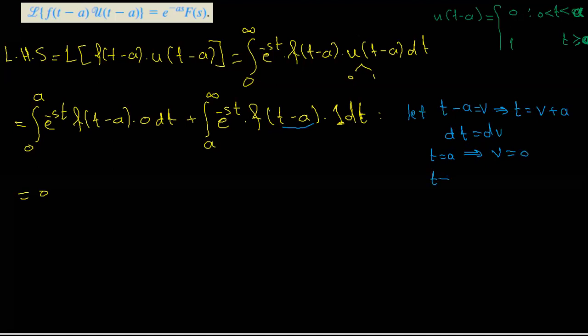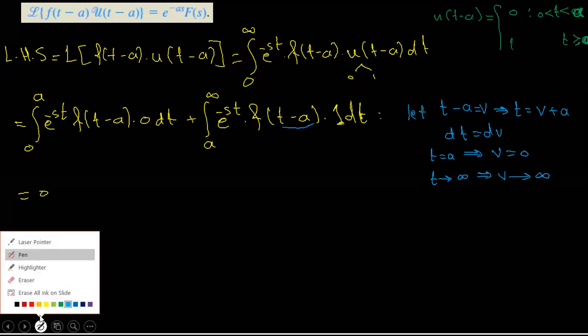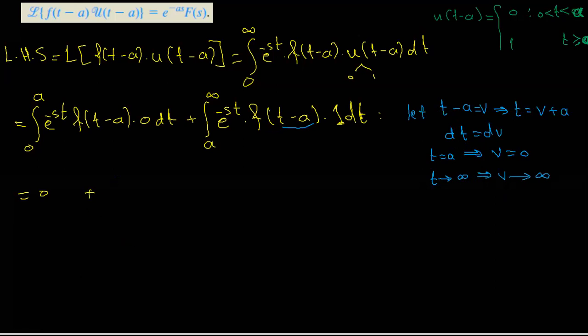And also when my t tends to infinity, the v will tend to where? Infinity minus a is infinity. So I used this substitution to integrate the second one. The integral, instead of a, you have 0, to infinity. E to the negative s, instead of t, you have v plus a, times f of t minus a, which is f of v, times dt, which is dv. Am I right here? I think it's clear.